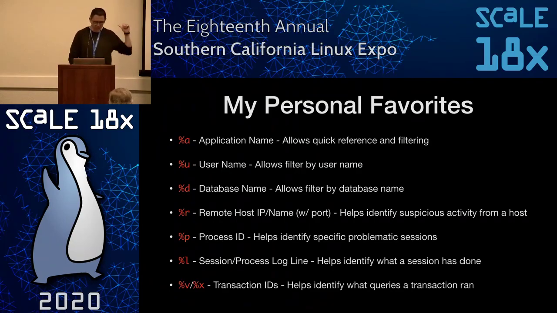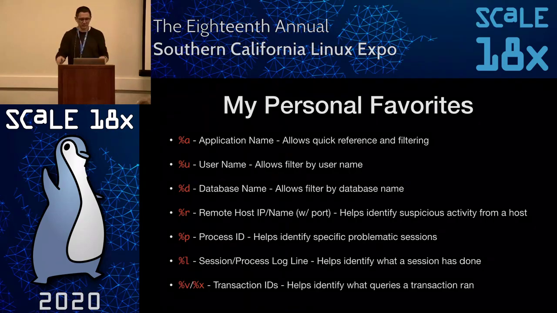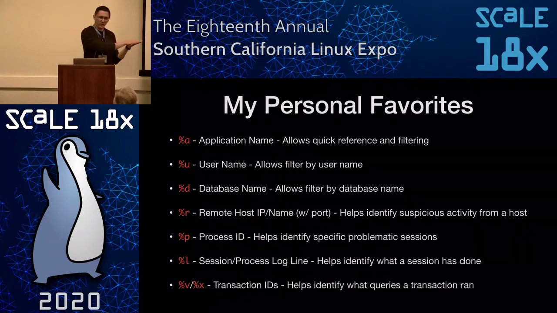Okay, and another pointer on the R. This is actually very useful. The port part is pretty useful if you're using pgbouncer. It helps you map a particular session in the database to a particular user that's using pgbouncer. Okay. So that's the log line prefix section.